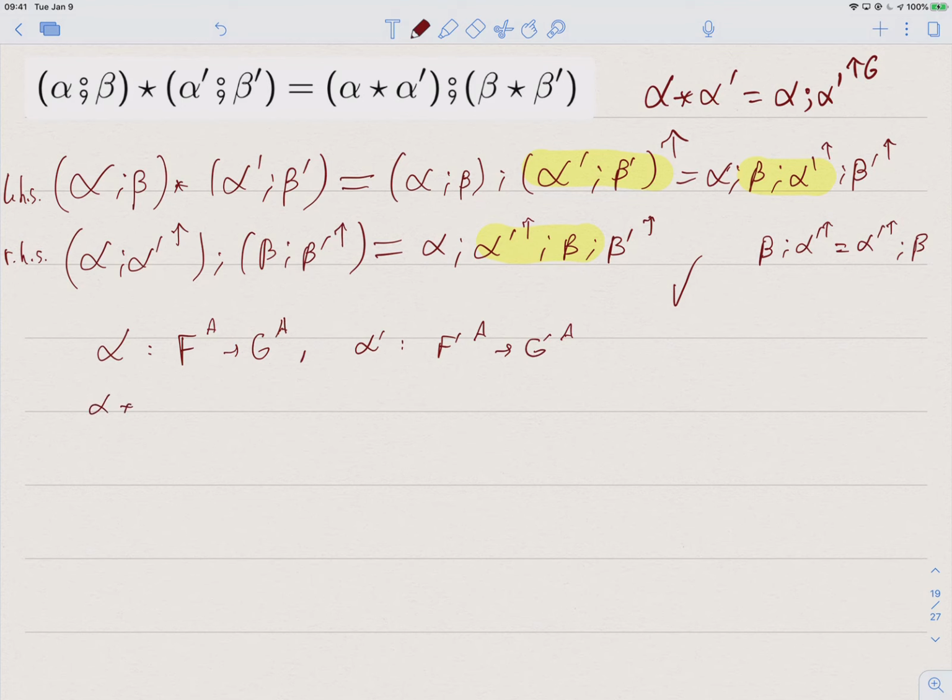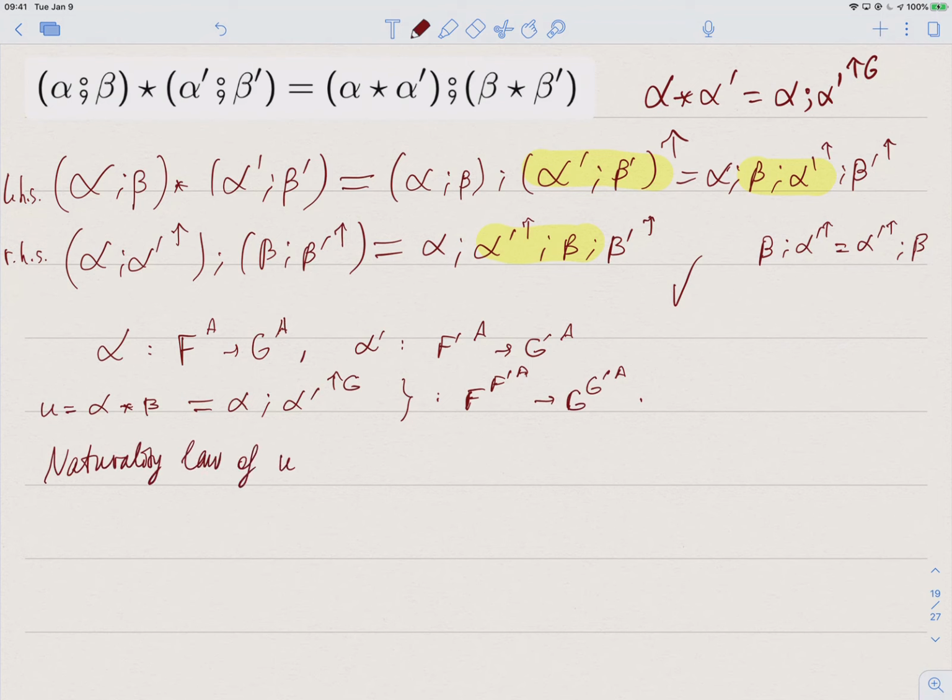So in the horizontal composition, let me call this U. It is alpha and then alpha prime lifted to G. And by itself, that is a natural transformation, as we will show, from f of f prime of A to g of g prime of A. So the naturality law for U: it is some arbitrary function f lifted to the functor on the left, which is f composed with f prime, and then U equals U, and then f lifted to g composed with g prime.